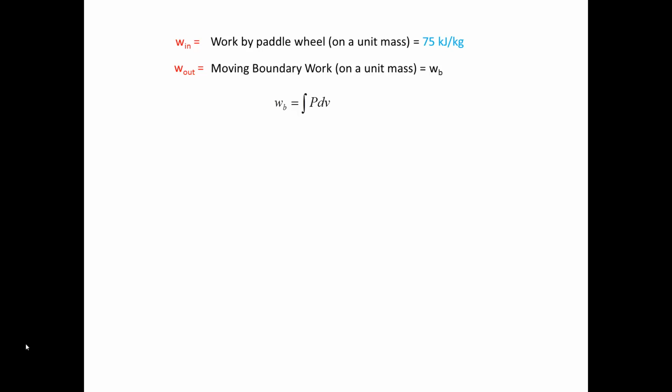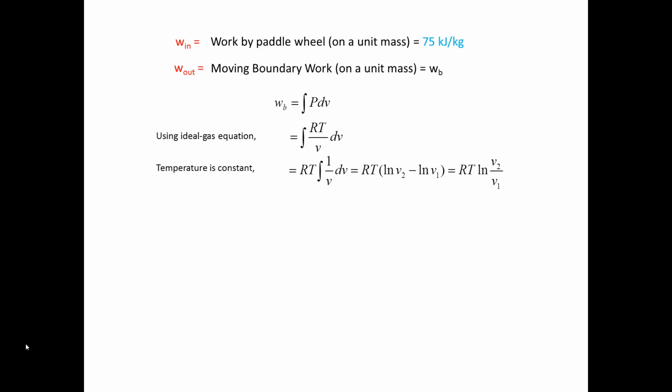Air is the system, therefore pressure can be written by gas constant times temperature over specific volume using the ideal gas equation. Since gas constant and temperatures are constant values, integration of 1 over specific volume becomes natural log, as you can see it.